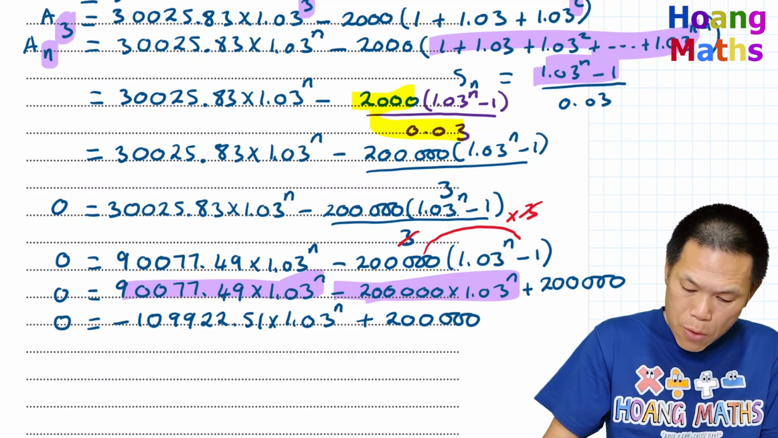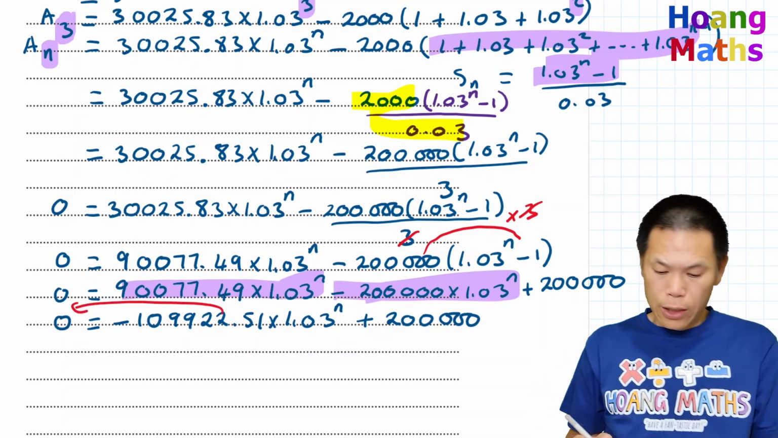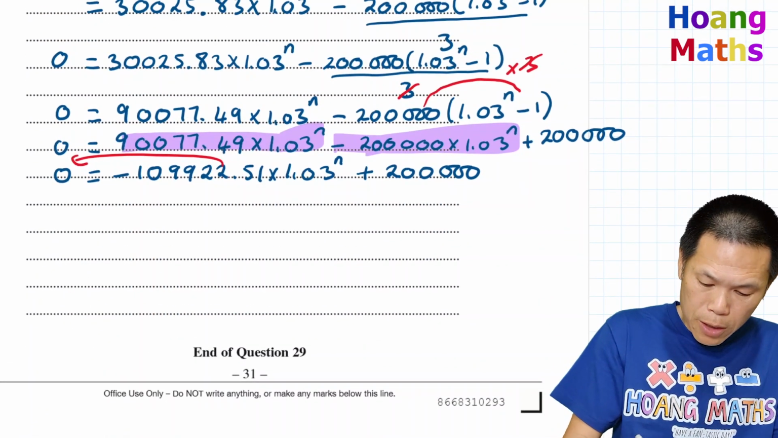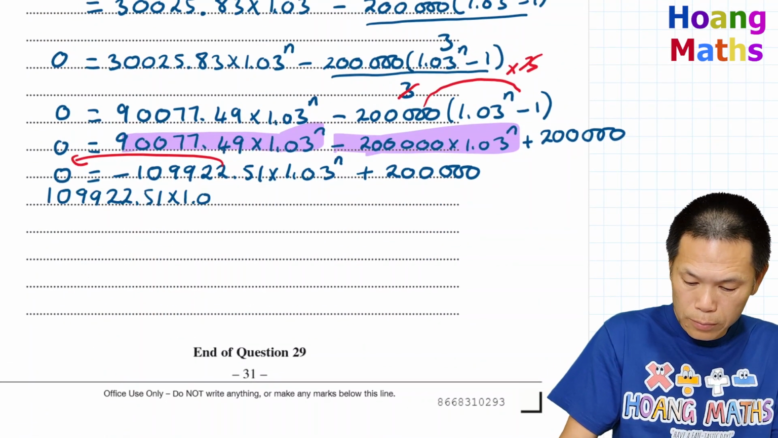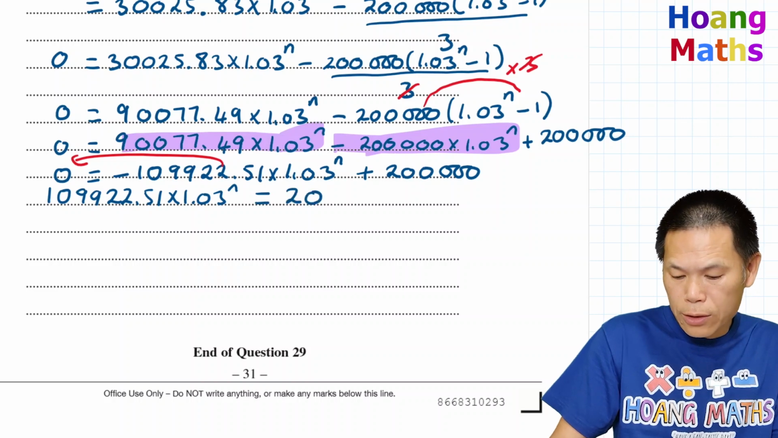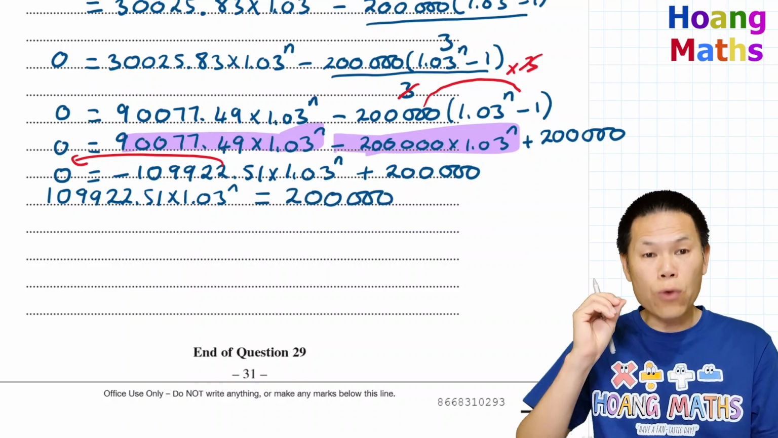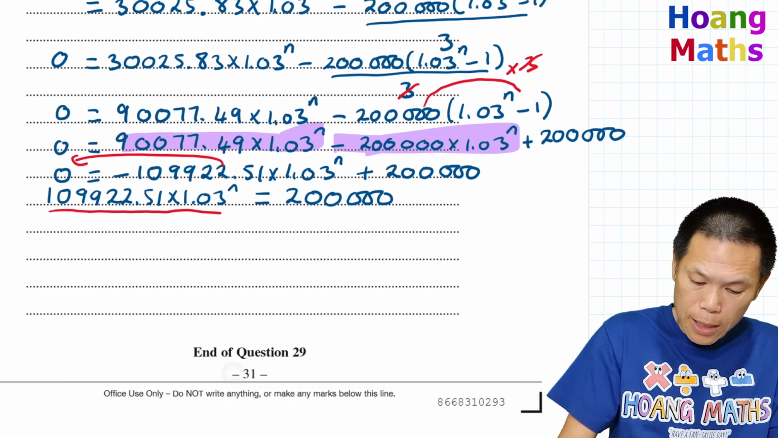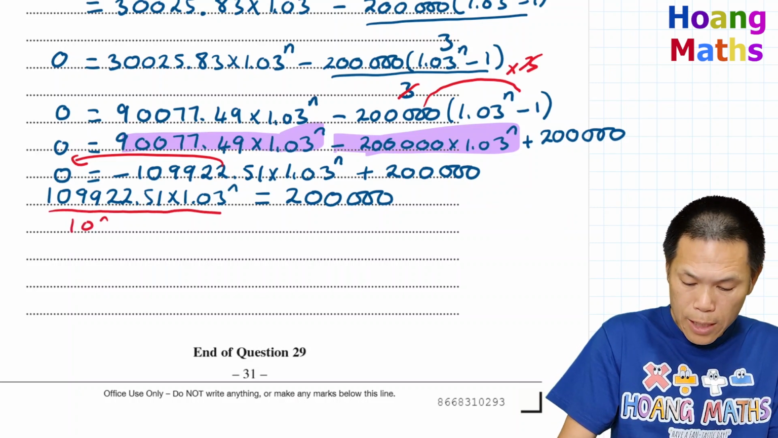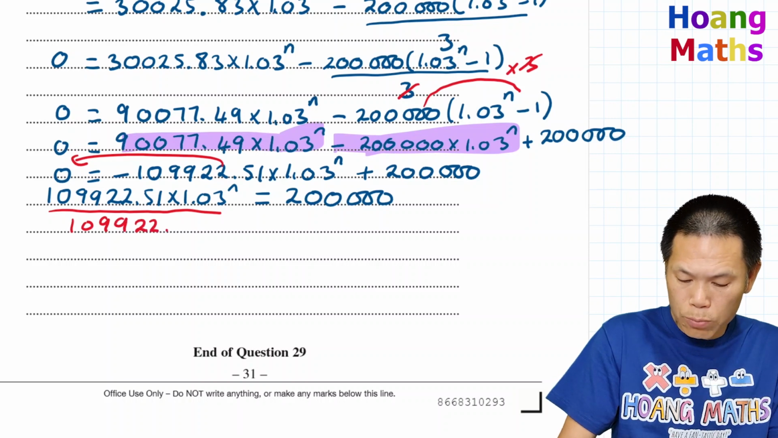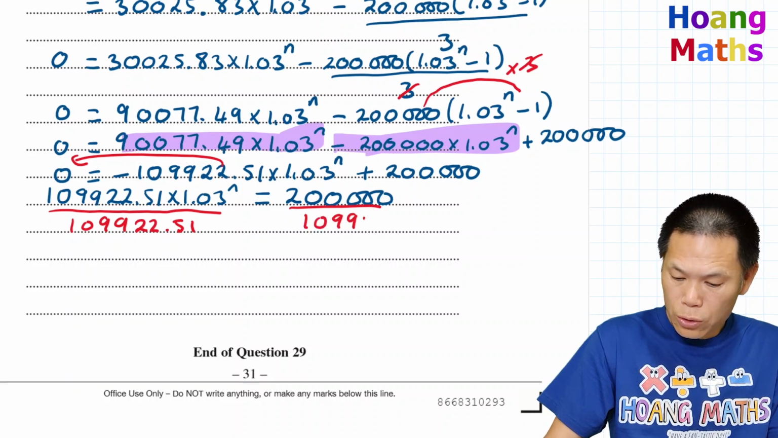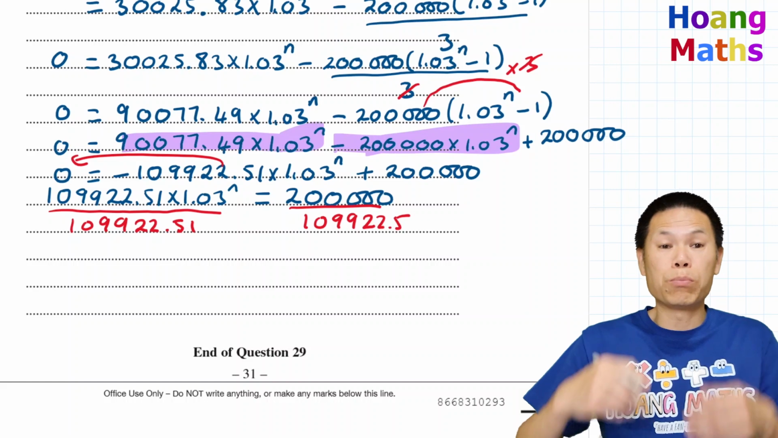Now what I do, I move this to this side so it becomes positive. So that will give me equal to 200,000. So 200,000, I divide by this number here, that is 109922.51. I divide this by 109922.51. So I just put it on a calculator.